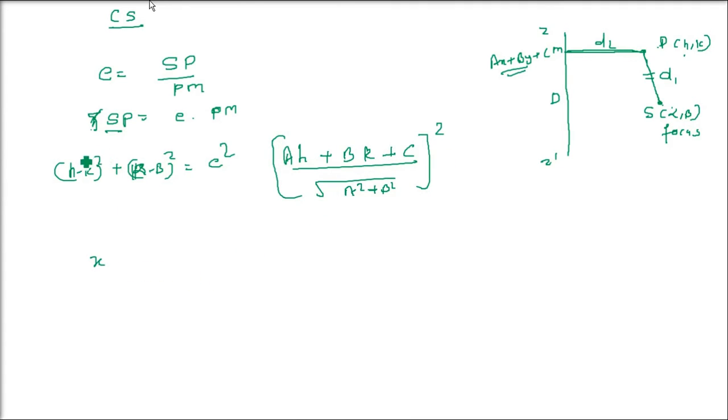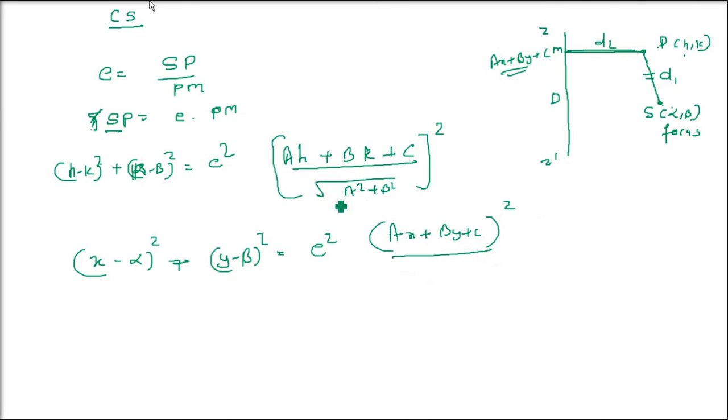So this will be X minus alpha whole square plus Y minus beta whole square equals E square. When we try to find out the locus, we replace H, K by X, Y. And this is AX plus BY plus C, by A square plus B square, again H and K replaced by X and Y. So this is the general equation of a conic section.